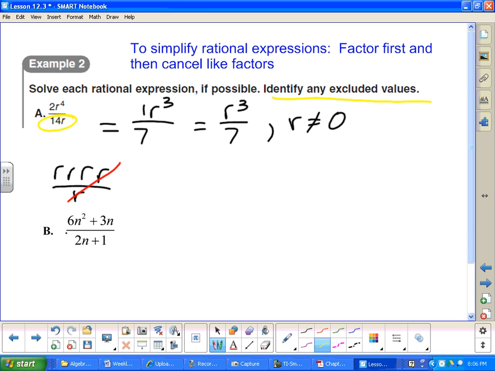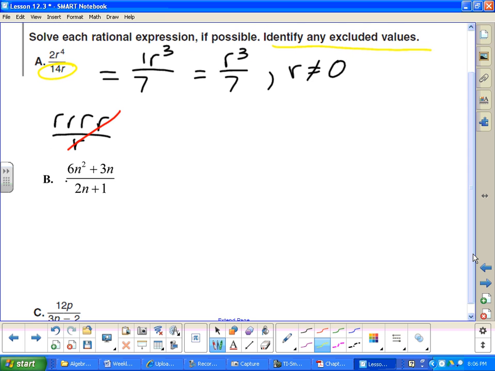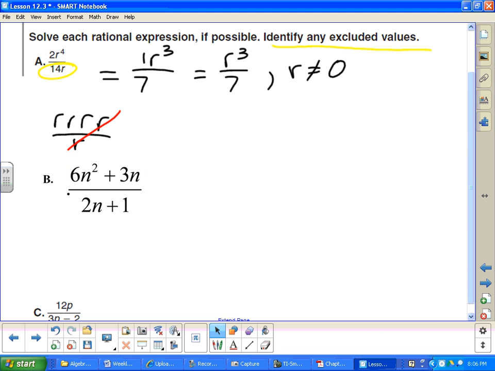All right, let's look at letter B. Once again, we want to factor if we can. So if we look at 6n squared plus 3n over 2n plus 1, we look at the numerator. What do 6n squared and 3n have in common?